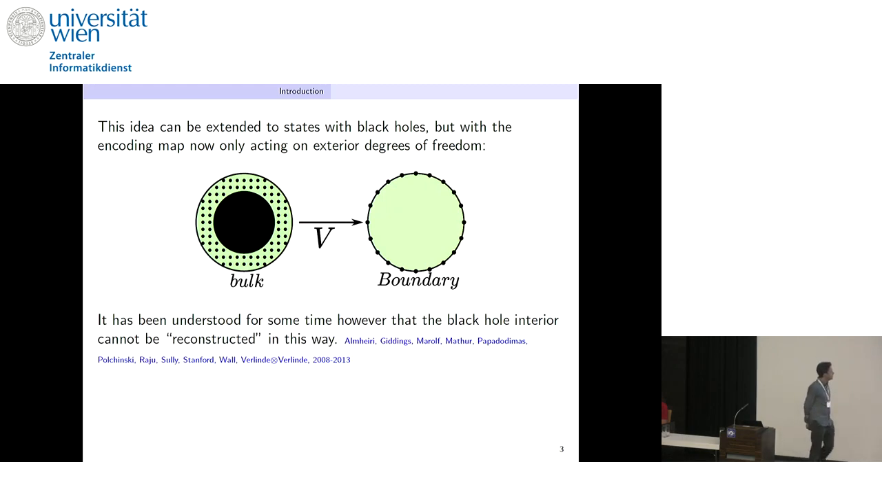Now, it's been understood for some time that you cannot reconstruct, quote, the black hole interior in this way. And so there's a long literature here. I was just at the Verlinde conference, actually, and there was some discussion of should you cite it as 2 times Verlinde or Verlinde squared, but I think Verlinde tensor product Verlinde is really the right one.